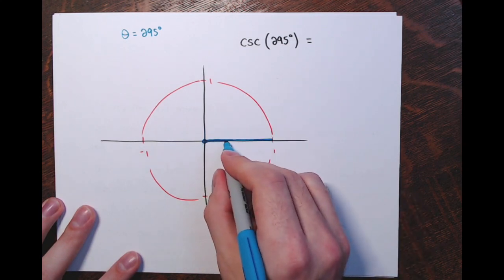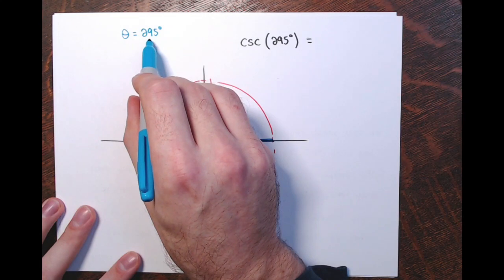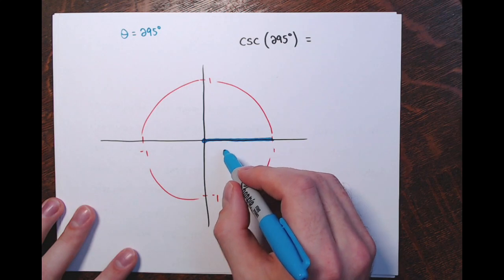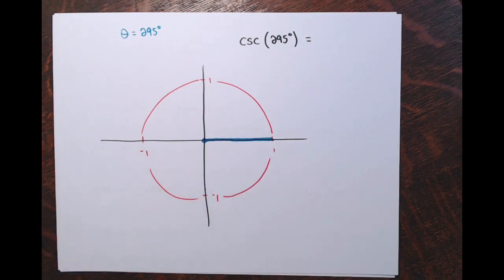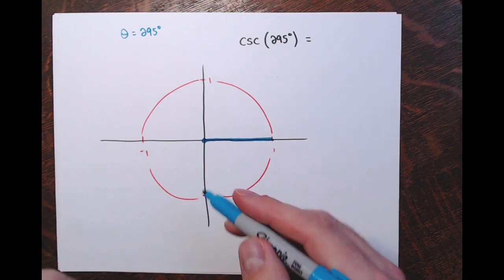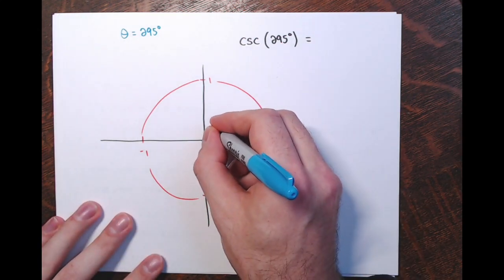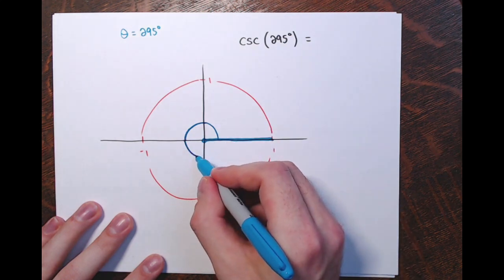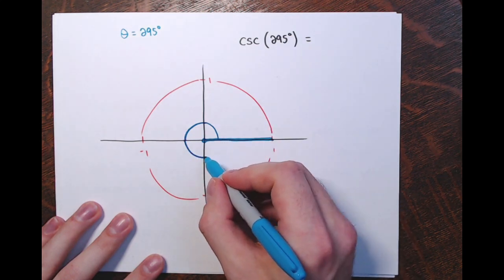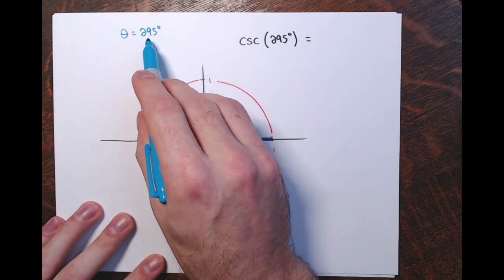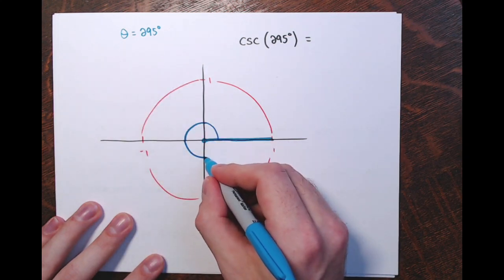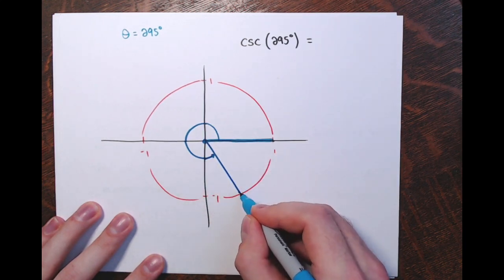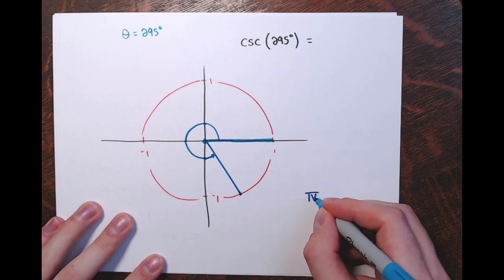Starting from the positive x-axis, this is a positive 295 degree angle, so I'm going counterclockwise. Remember, negative angles go clockwise. Just keep that in mind. I haven't seen any negative angle examples yet. So this is 90 degrees, 180 degrees, 270 degrees, and then 360 is too big. I need to get to 295. So from 270, I would add another 25 degrees, and it looks like we're ending in quadrant 4.